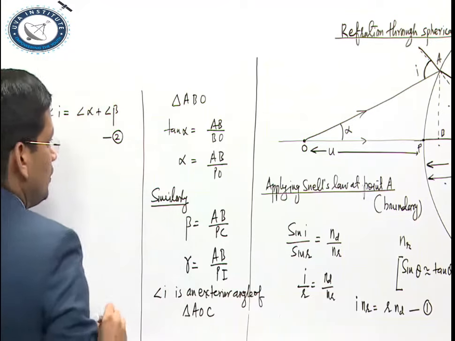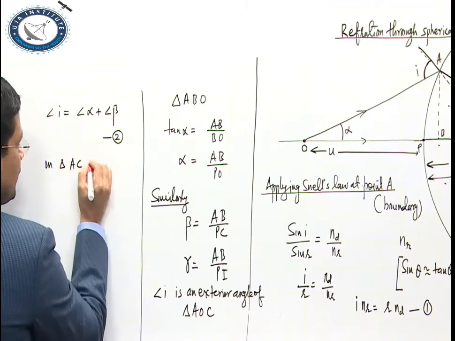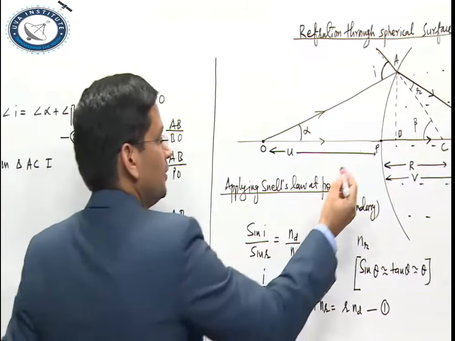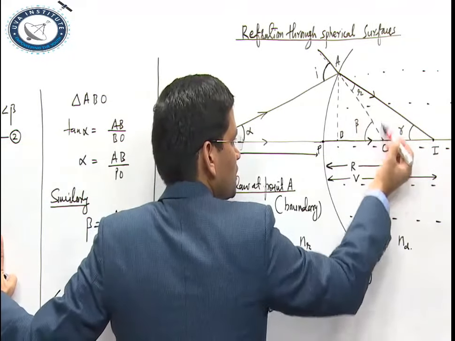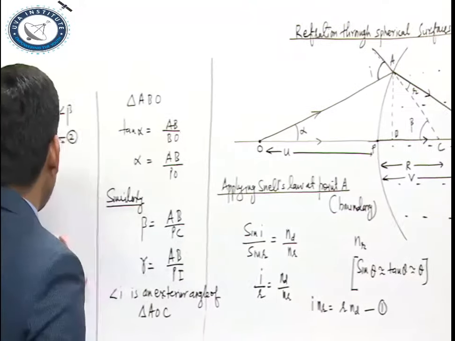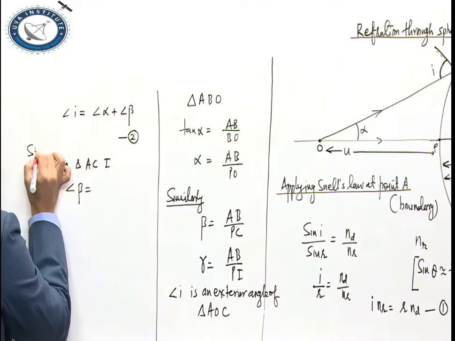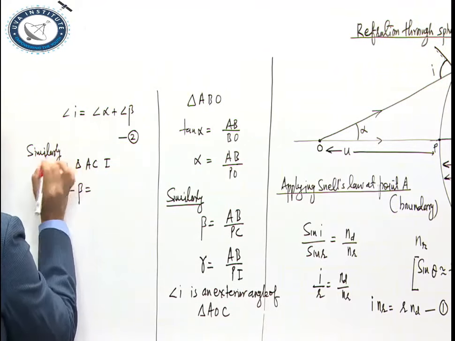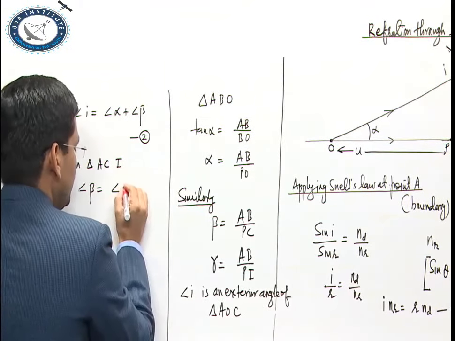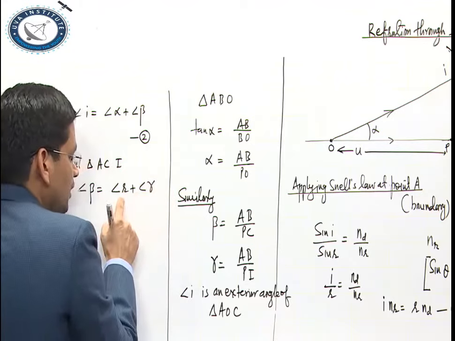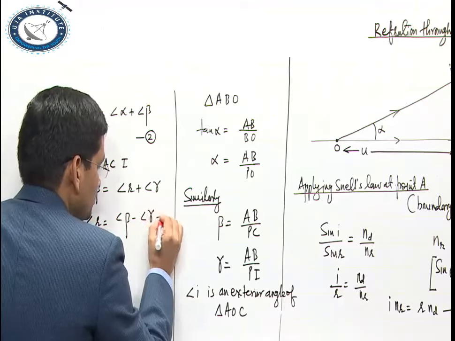Similarly, if you see in triangle ACI, this angle beta is an exterior angle of triangle ACI, which is the sum of r plus gamma. So this beta can be written as angle r plus angle gamma. What I need is angle r. So angle r can be written as angle beta minus angle gamma. So this is my equation number 3.